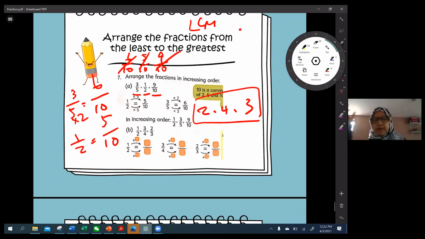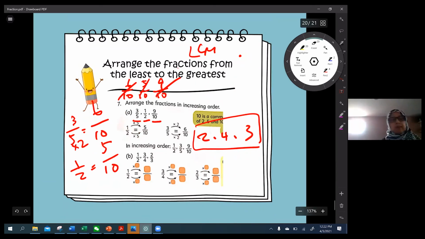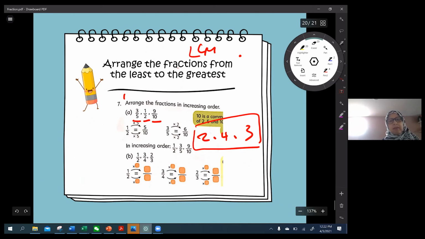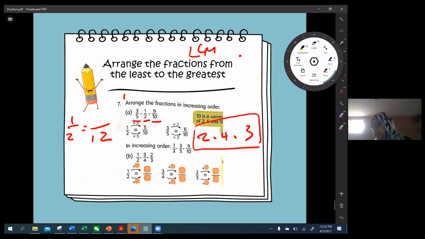Okay, so now we're going to turn all this into 12. Let me erase this. I don't have a lot of space to write here, and I don't want to switch to the whiteboard. That would take time. So now 1 over 2 equals what over 12? So 2 times what equals 12? 6. Yes.